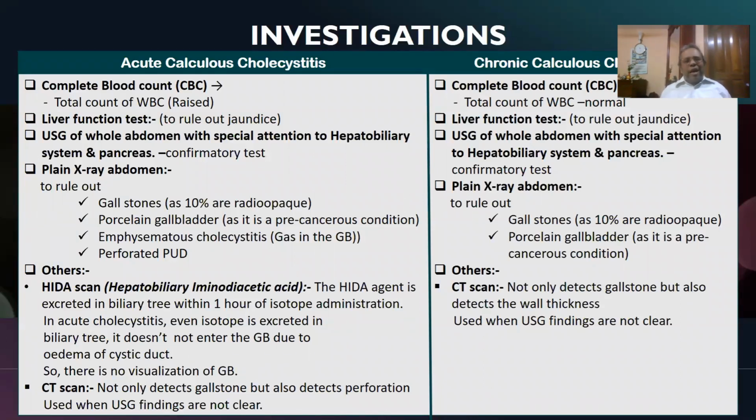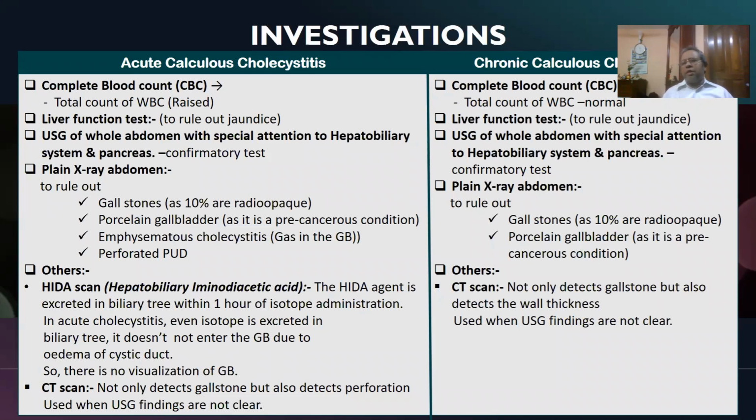The other investigation, which is nowadays not done, and this is the previous teaching, is the HIDA scan. It is one of the isotope scans. The HIDA agent, that means hepatobiliary iminodiacetic acid, is administered as an isotope. After that, they take an image scan with a gamma camera and get a picture showing the isotope excreted through the liver into the biliary tree, and some isotope passes to the gallbladder and stays there.